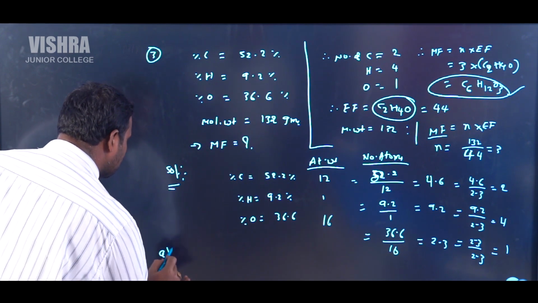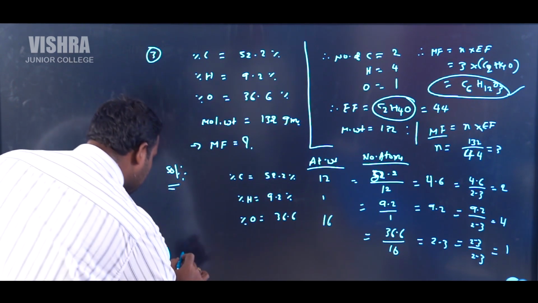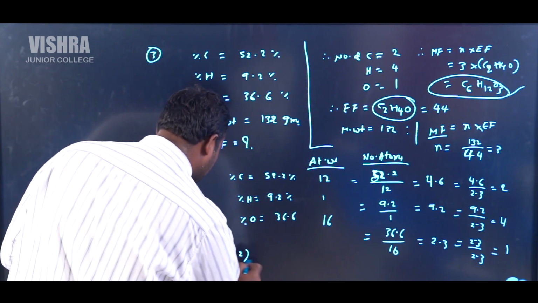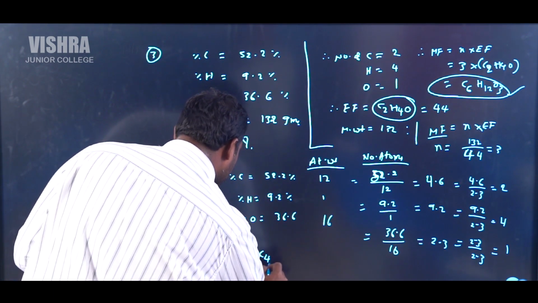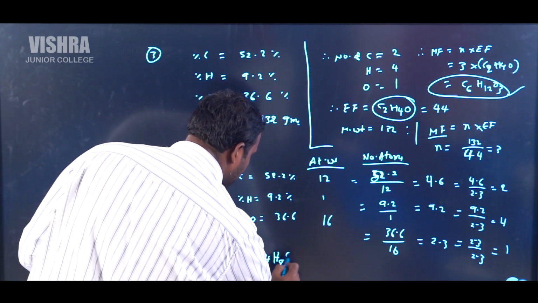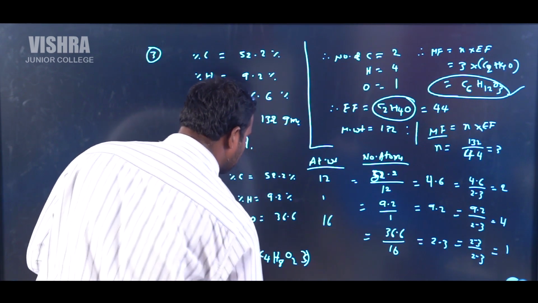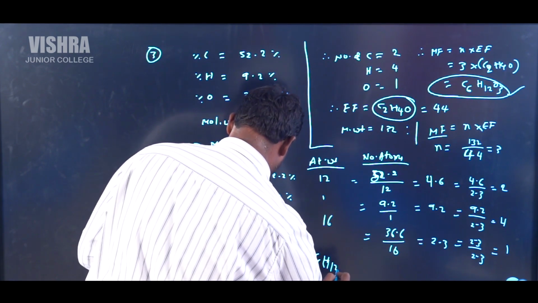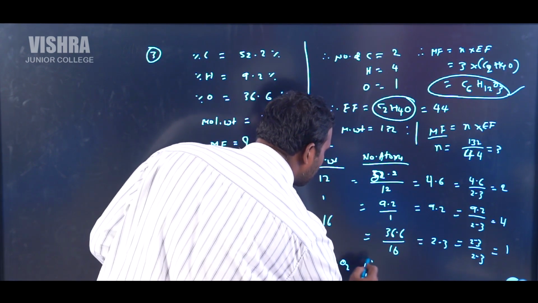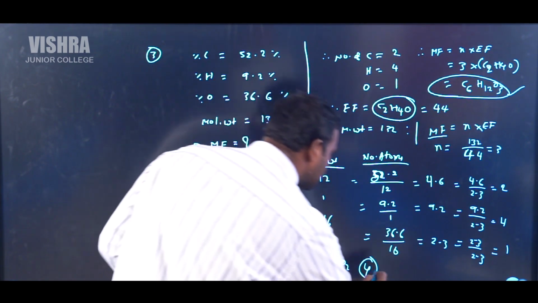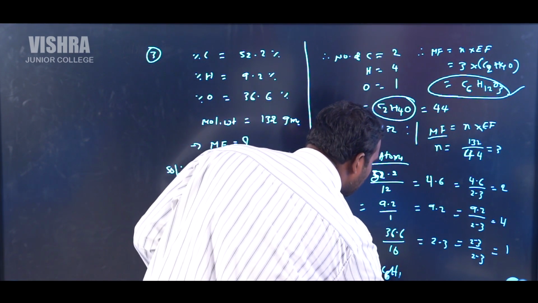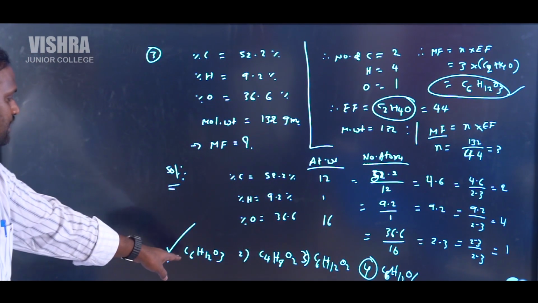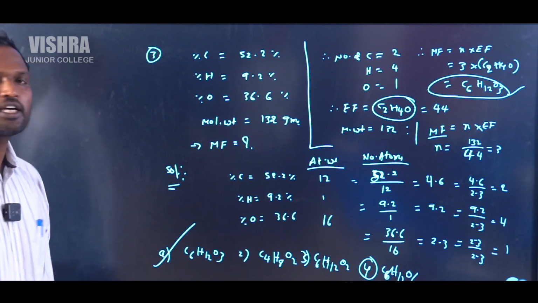The first option is C6H12O3. The second option is C4H8O2. The third option is C6H12O2. The fourth option is C6H12O6. So the correct option is 1, C6H12O3 is the correct answer.